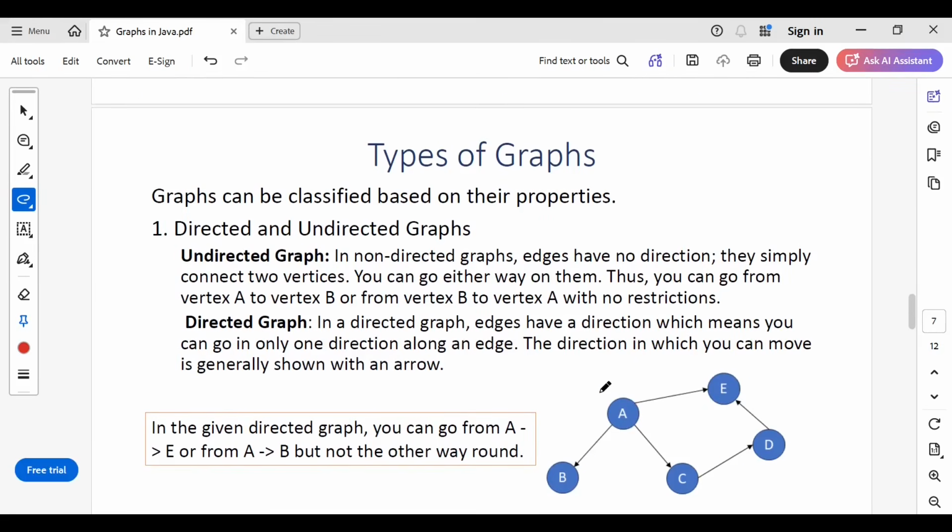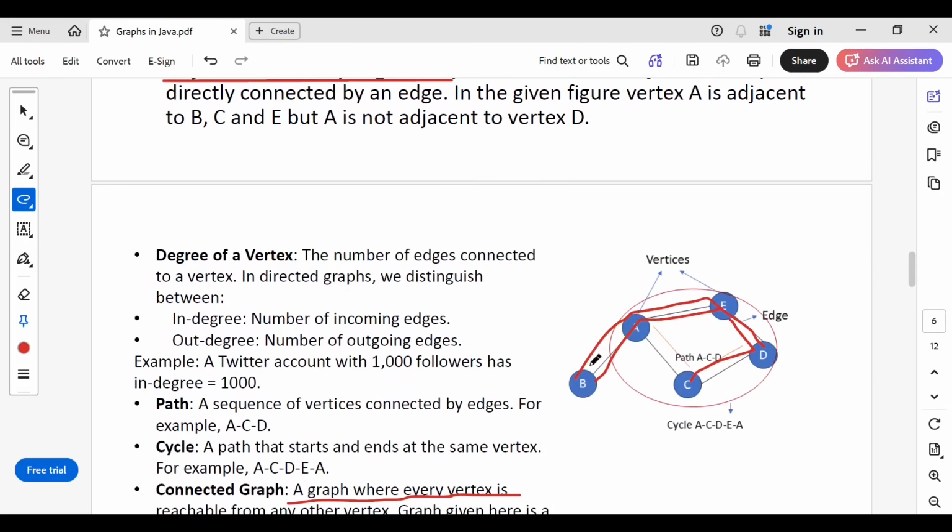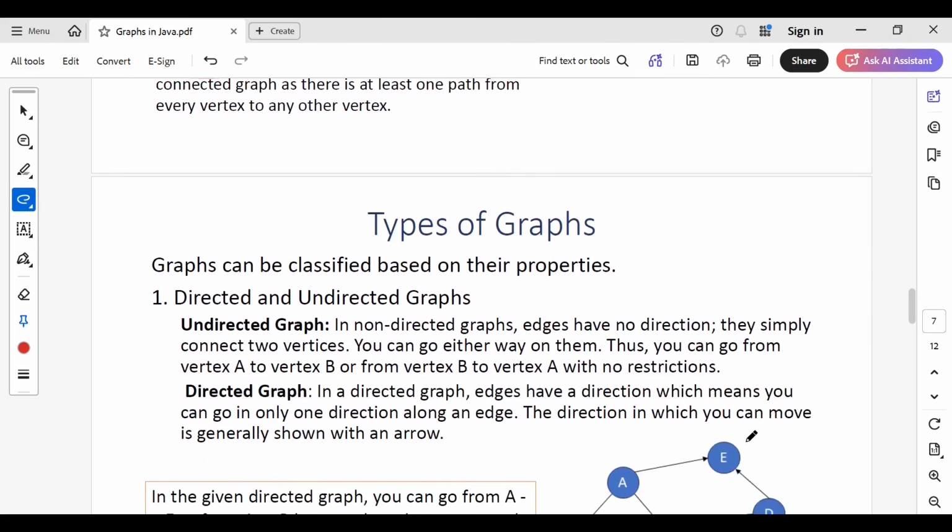Then we have different types of graphs also, which is very important again, because your algorithms will depend on which kind of graph. So logic may change a little. So first thing is we have directed and undirected graph. Undirected graph is where edges have no direction. They simply connect two vertices. So you can go both ways with undirected. Like here, as I was telling, right? A to B, B to A, both directions you can go.